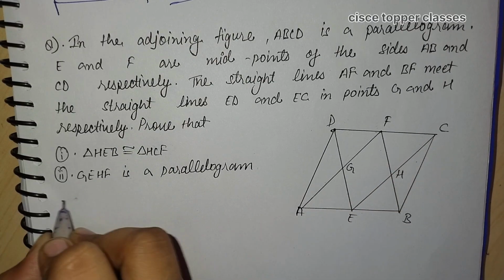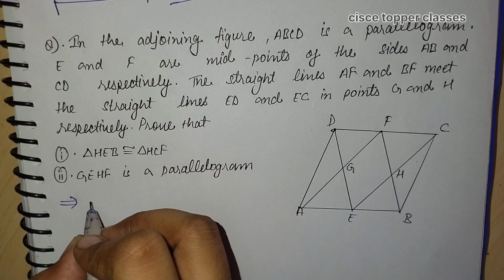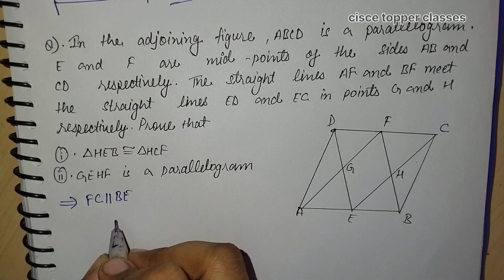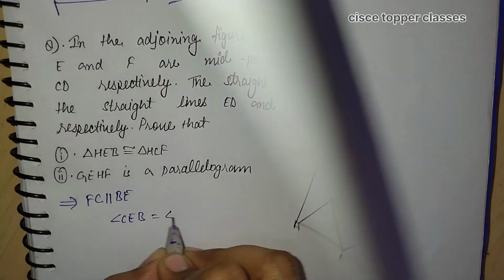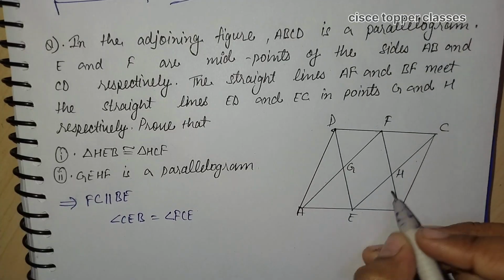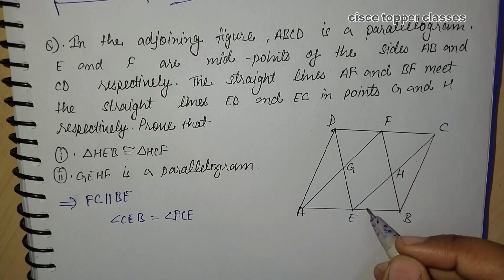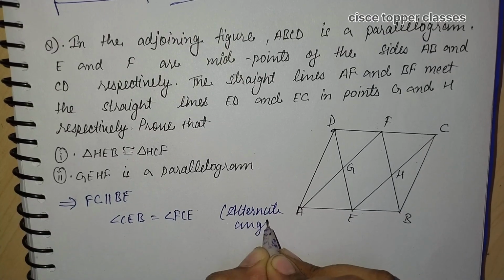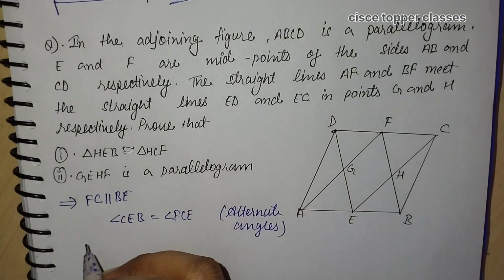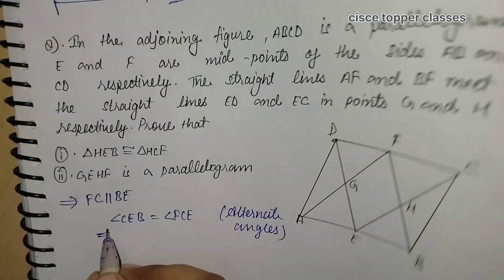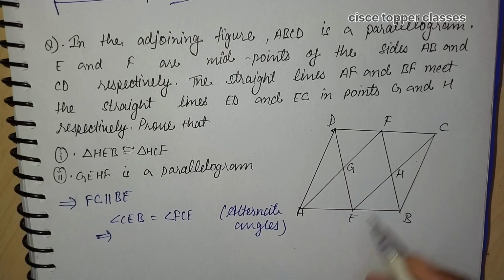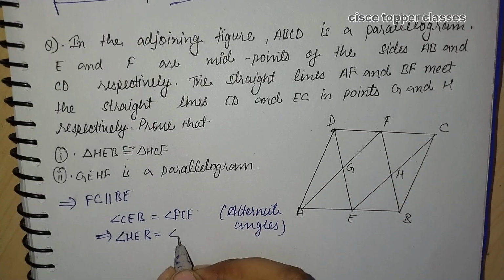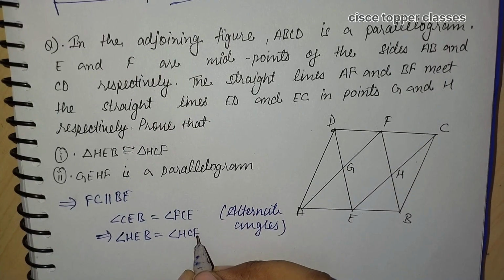So for proving this, we can simply write here in the first part as, because ABCD is a parallelogram, FC will be parallel to BE. So we can simply write that angle CEB is equal to angle FCE. Means this angle CEB is equal to angle FCE because of alternate angles. So we can write it as alternate angles. And in simplifying form also we can write it as CEB, so we can write angle HEB equal to angle HCF.